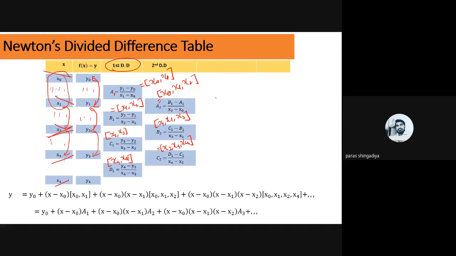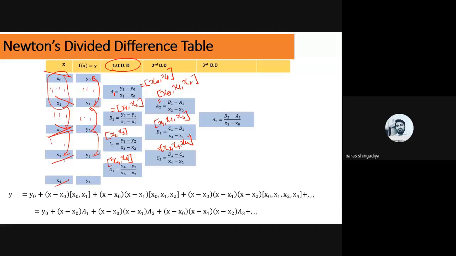Then after that comes the third divided difference, called a3. By using these three answers, a2, b2 and c2, we will identify a3 and b3, the two values. So a3 is equal to the difference b2 minus a2, divided by x3 minus x0.